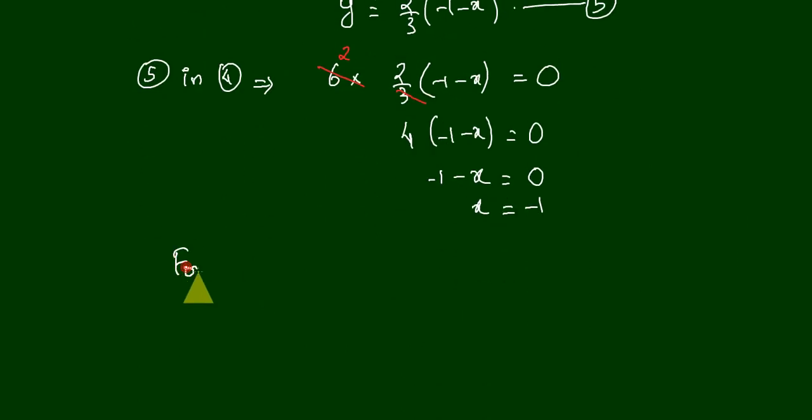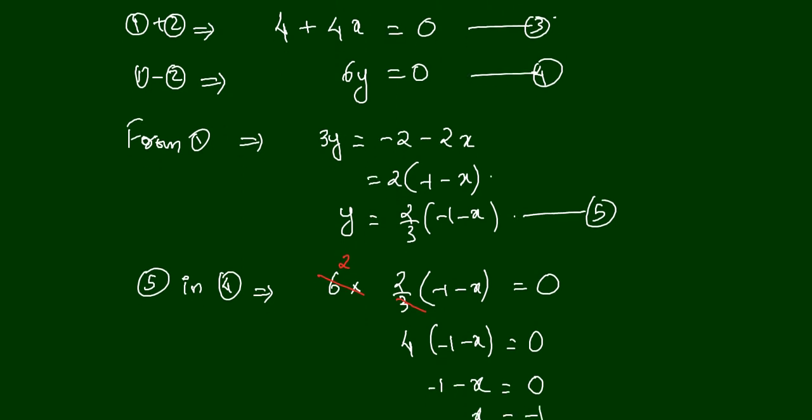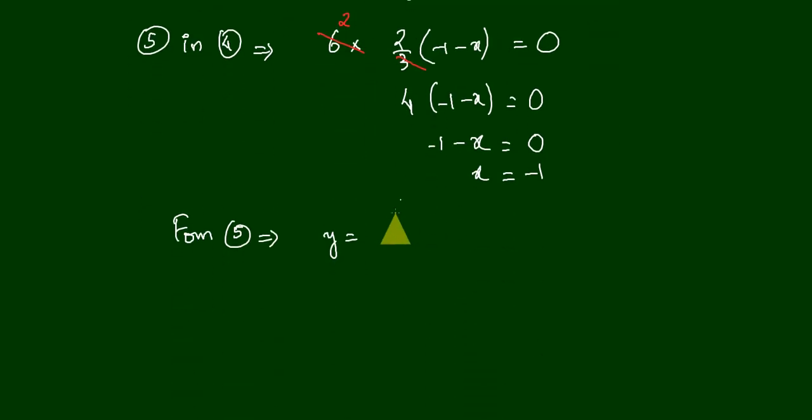So substituting the value of x in equation number 5, we can write y is equal to, what is equation number 5? Y is equal to 2 by 3 into minus 1 minus x. So minus of minus 1 is equal to plus 1. So this is equal to 0, because minus 1 plus 1 is equal to 0. So y is equal to 0. That is what we can get from here. So x is equal to minus 1 and y is equal to 0.